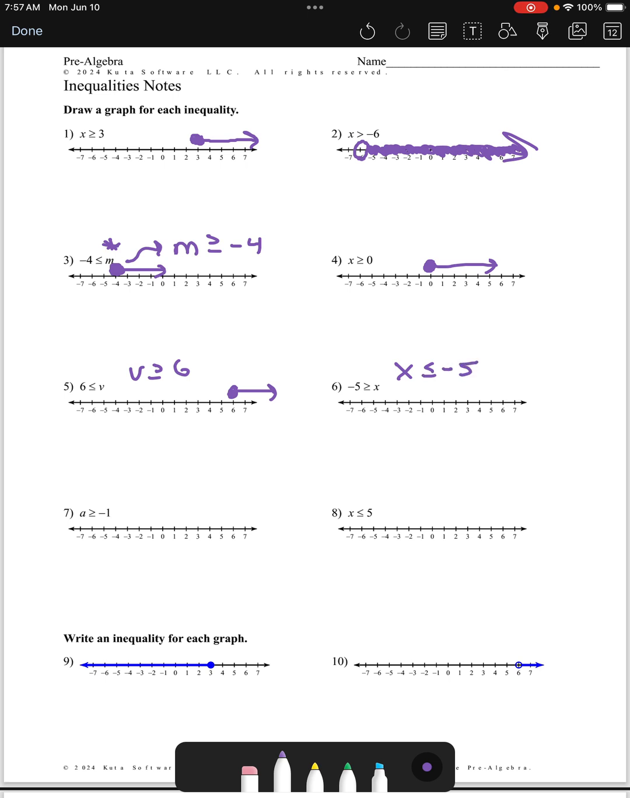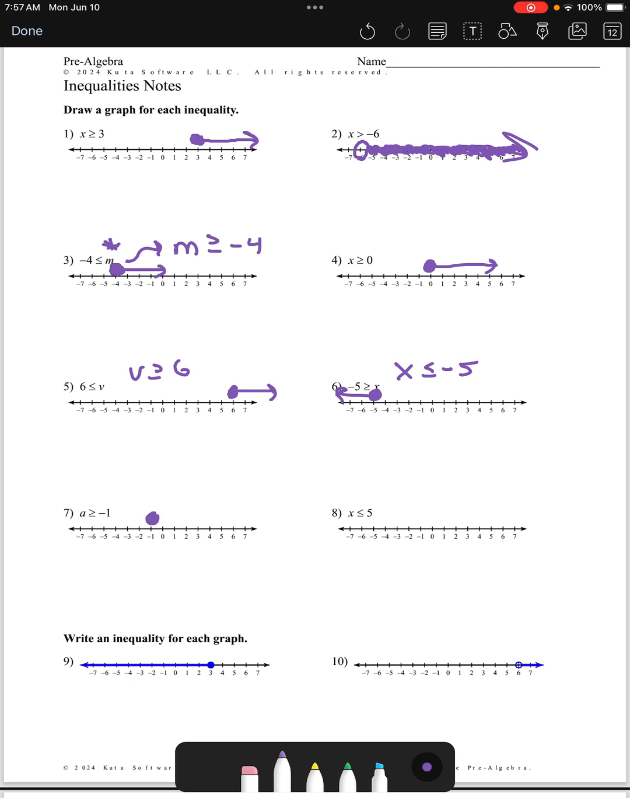In number 6, we again want to pause and rewrite our inequality to put our variable first. Our circle goes at -5. We do fill it in because it has the or equal to on it. X is less than or equal to -5. Less than is things to the left.